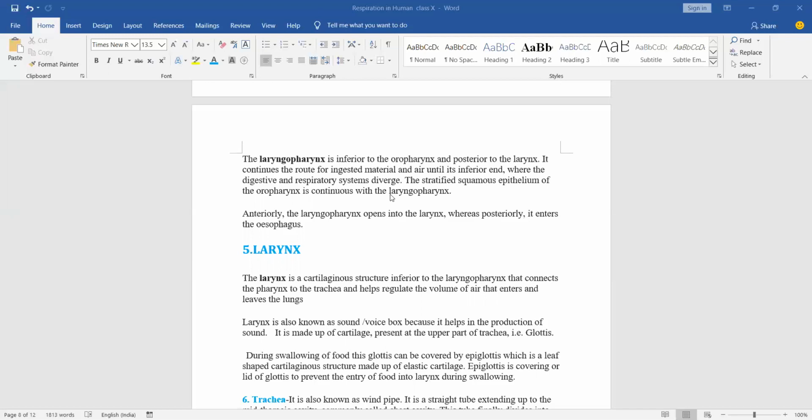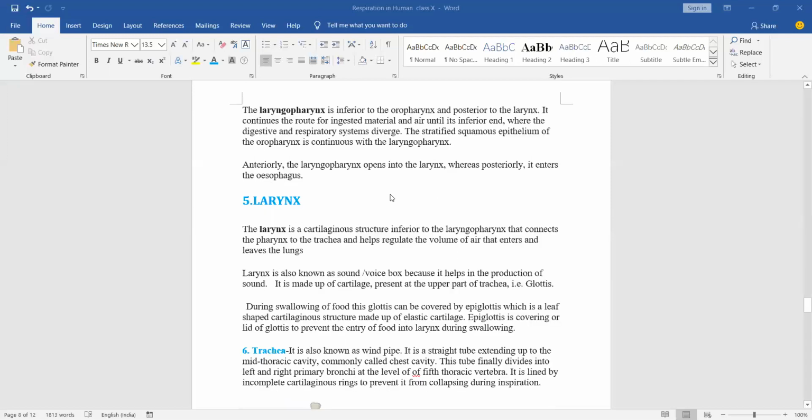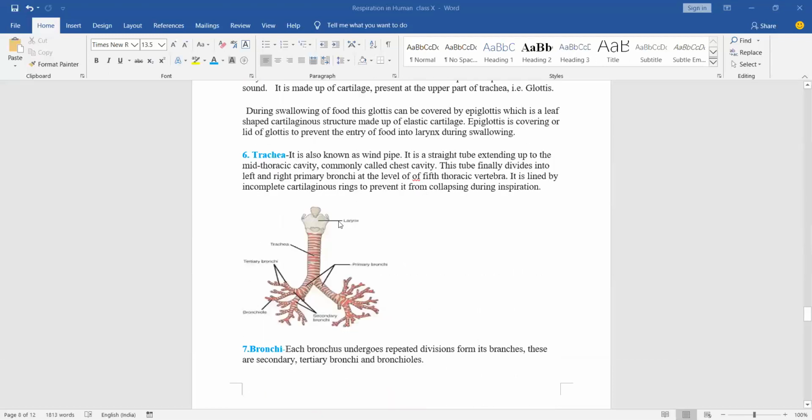Then, after passing the larynx, it goes to the trachea, which is also known as windpipe, a straight tube extending up to the mid-thoracic cavity, which is commonly called chest cavity. It is divided into left and right primary bronchi at the level of the fifth thoracic vertebra. It is lined by incomplete cartilaginous rings to prevent it from collapsing during inspiration. This is a diagram of trachea. Okay, and there are the rings of cartilage.